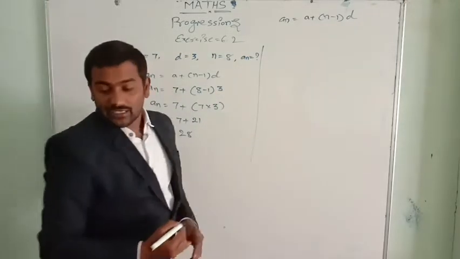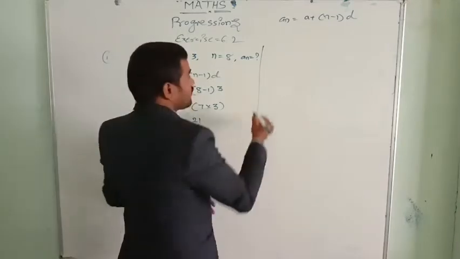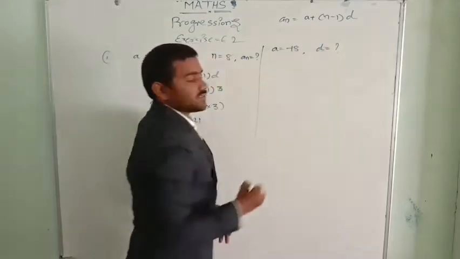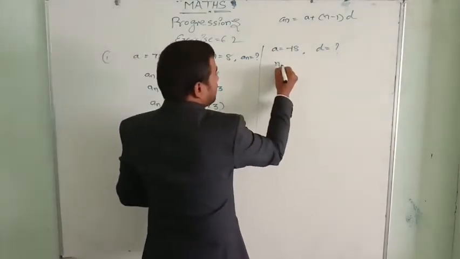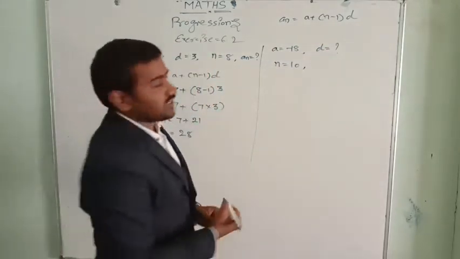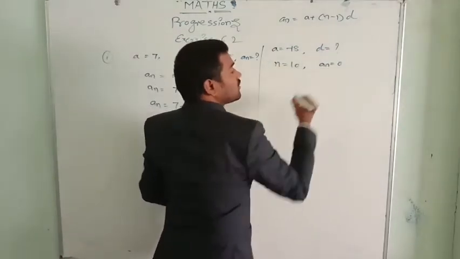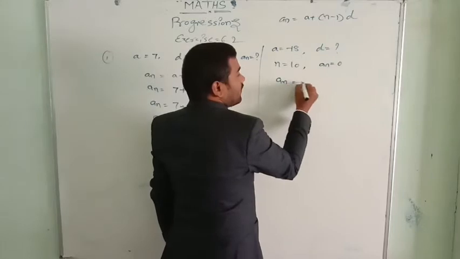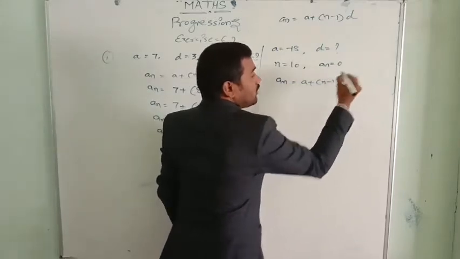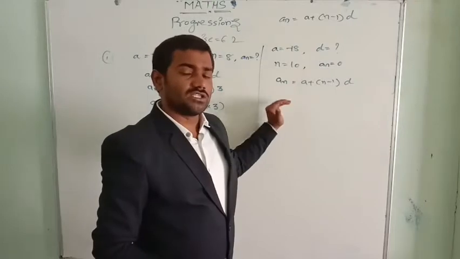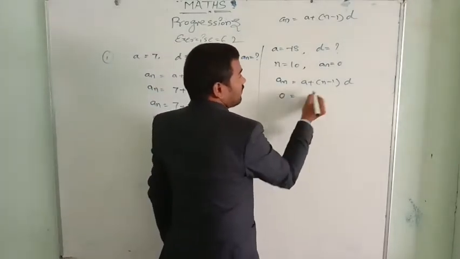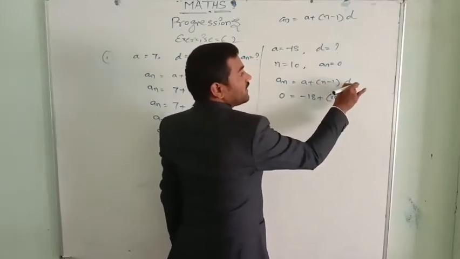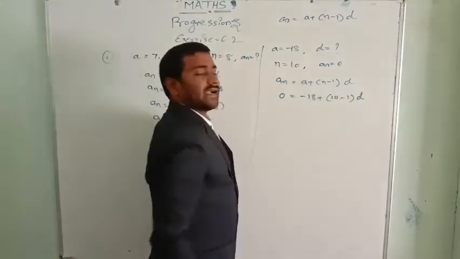Now let's go for the next one. At this time we need to find the d. a equal to minus 18, d we need to find, and n equal to 10 and an equal to 0. Let us find the common difference. By using the same formula, an equal to a plus n minus 1 into d, we substitute these values. an value is 0, that equals minus 18 plus n value, that is 10 minus 1 into d, the unknown value. Let us write that as it is.